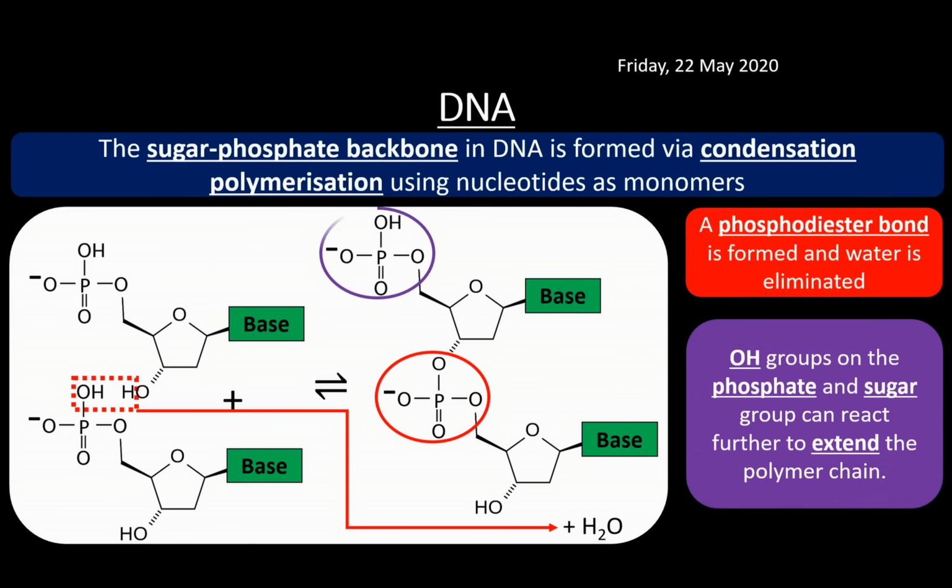The OH groups on the phosphate and the sugar, which are these 2, can react further to extend the polymer chain. Effectively, this OH here can react with another molecule, and so can this one as well. So it just joins on. You can see it's just a type of polymerization. It's a little bit more complicated than the other polymers that you've seen, but DNA is just a polymer, and you just need to be aware that it's a condensation one. Remember, you're removing the water there. You've just seen it in that example. That's all you're looking at. Don't worry about the rest of the molecule.